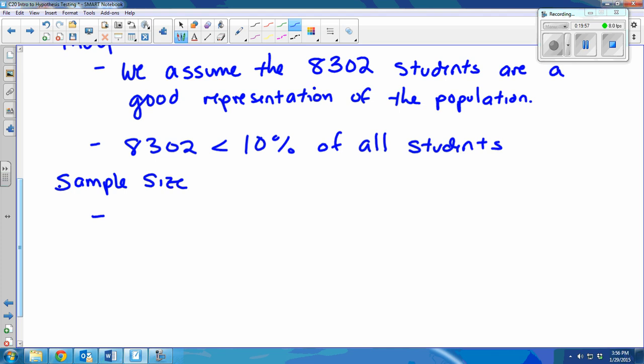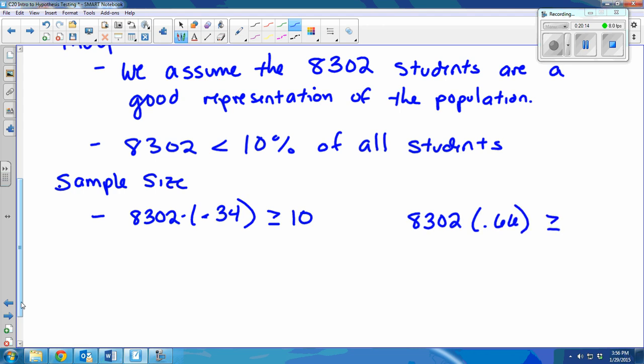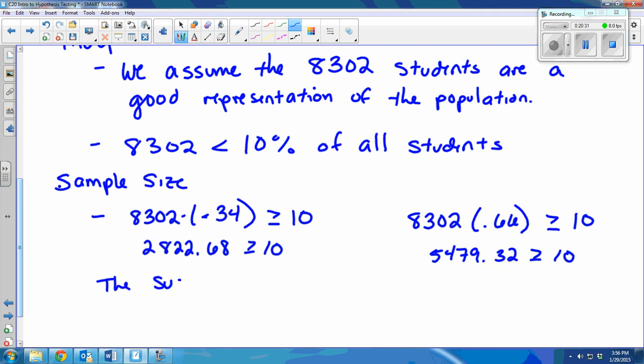So we have 8,302 times 0.34 greater than or equal to 10. And we have 8,302 times 0.66, what's left over, the complement, greater than or equal to 10. We get 2,822.68 and 5,479.32. Then it would be nice if you said that the success failure condition has been met, instead of writing something first.